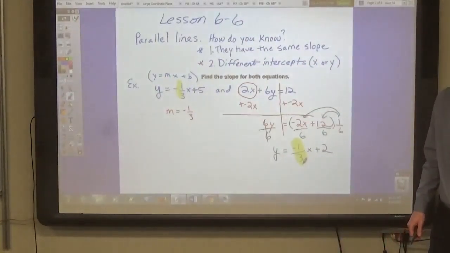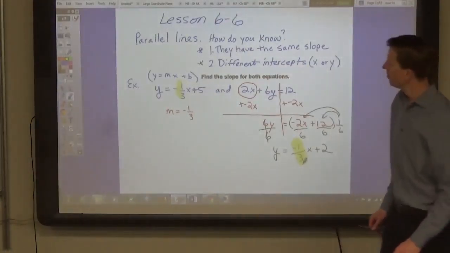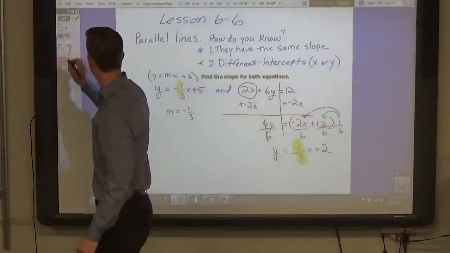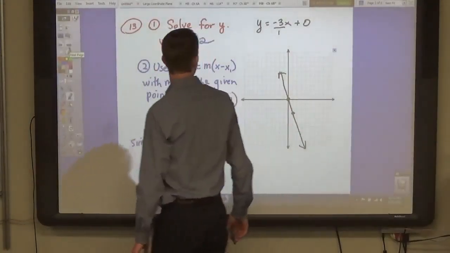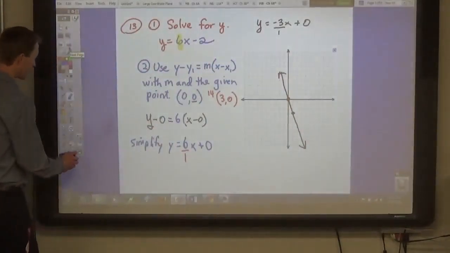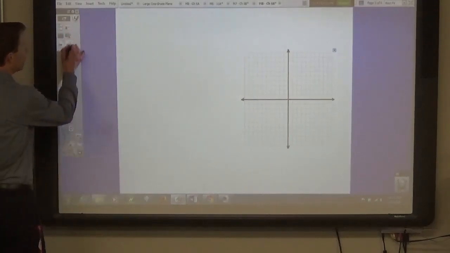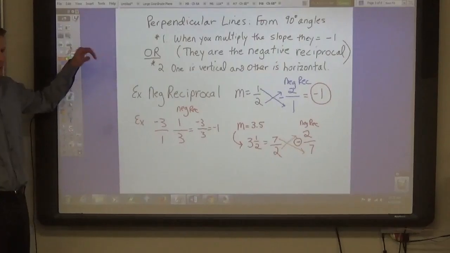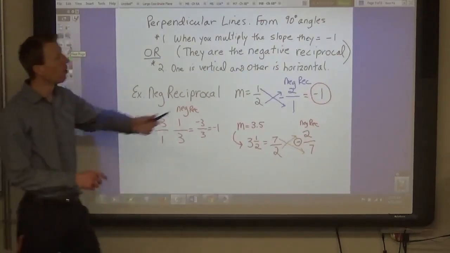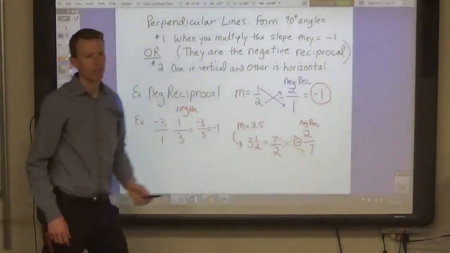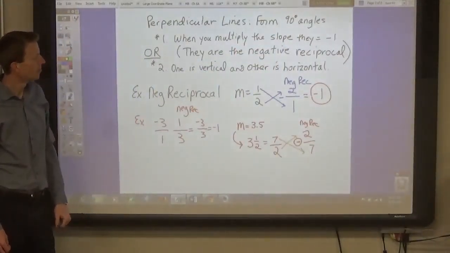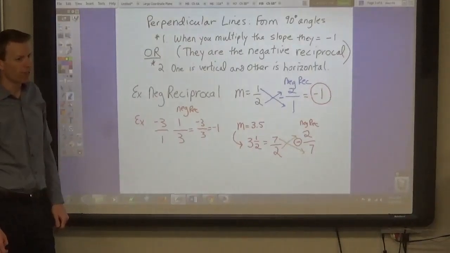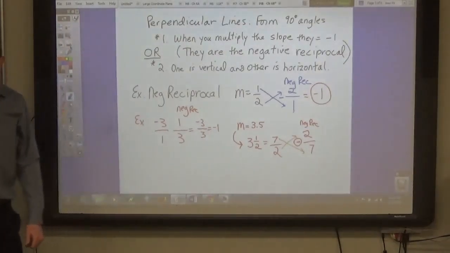Okay. Let's go to perpendicular lines. Yeah, here we go. Perpendicular lines. What are perpendicular lines? Lines that cross and always form a 90-degree angle. Yeah. And so what are the characteristics of perpendicular lines?